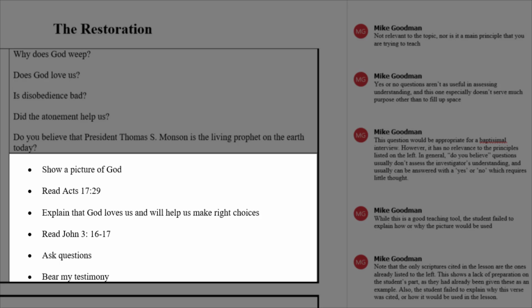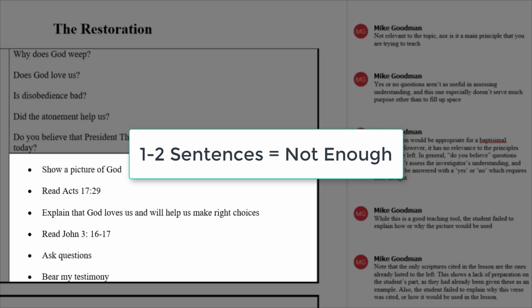Here are some problematic examples of teaching methods. Show a picture of God. First, where did you get that picture? And in any case, it's too vague. Be more specific. For example, I will show a picture of Jesus Christ to help my investigators understand that we are all created in God's image. Notice the focus on the how and the why. Generally speaking, if your method is only 1 or 2 short sentences, you should probably include some more detail.